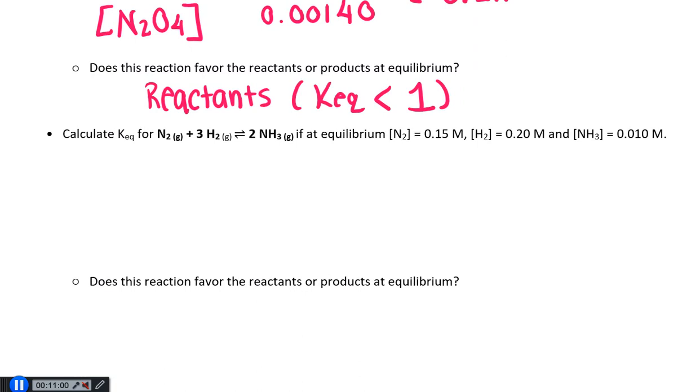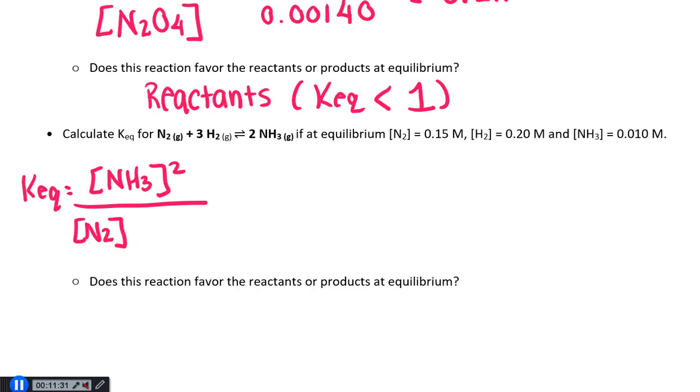All right, last example. Again, pause the video, try the second one on your own. When you're ready, unpause and check out the answer. Calculate KEQ for this reaction, again, given molar concentrations at equilibrium. So we actually wrote the KEQ expression for this reaction already, but I'm going to rewrite it just so we have it and we can see what we're doing. So products over reactants, each raised to the power equal to their coefficient. Remember, if you have more than one product or more than one reactant, we are multiplying those values together.